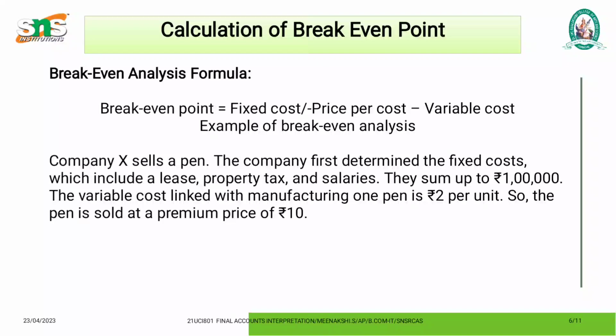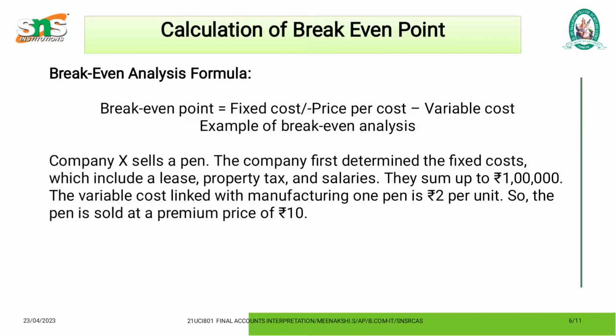Now we are going to learn how to calculate the break-even point. So the formula which is used for calculation is fixed cost divided by price per unit minus variable cost. Let me tell you an example to understand the calculation. Company X sells a pen. The company first determines the fixed cost, which includes a lease, property tax, salaries. Everything sums up to 1 lakh.